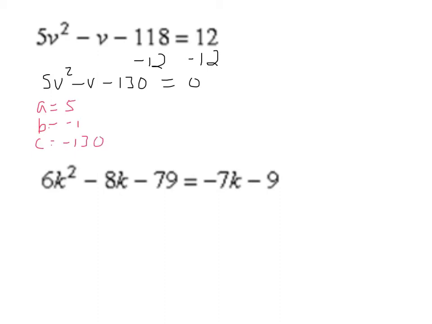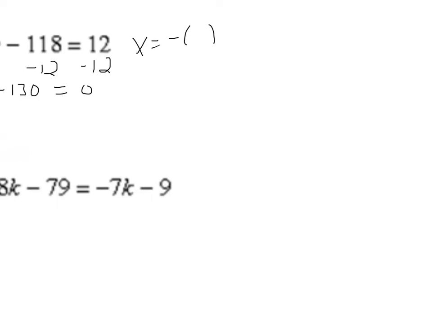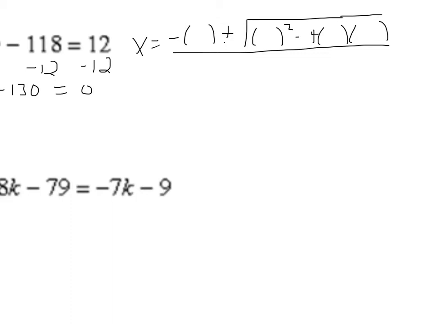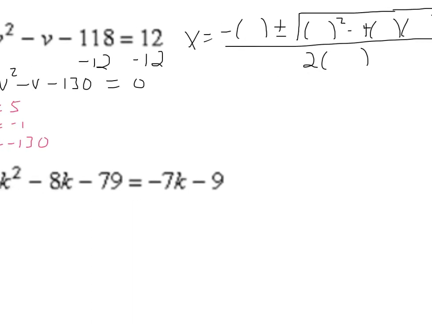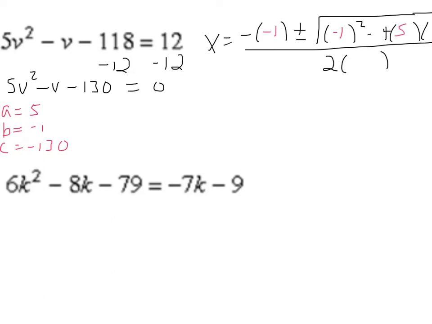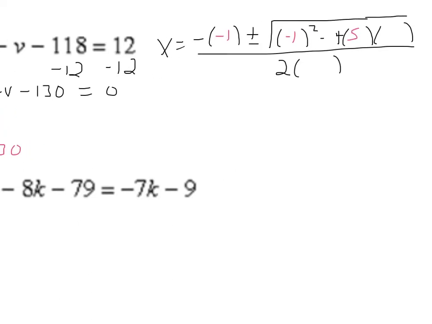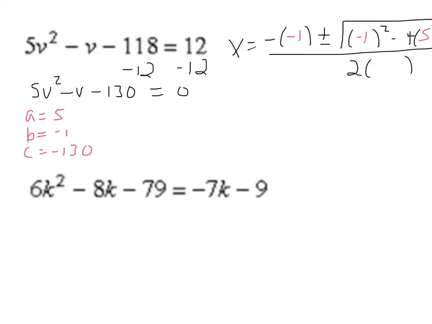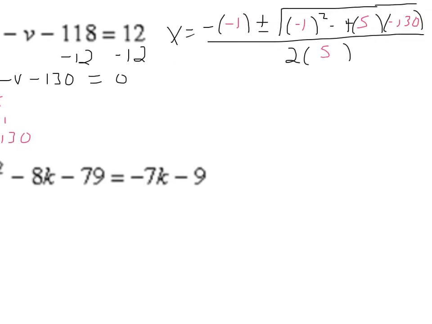So we go to the quadratic equation, we say x equals opposite of b plus or minus the root of b squared minus 4 times a times c all over 2 times a. So again, I'm writing a skeleton here, so I know exactly what's happening. So opposite of b, so b is negative 1, b squared minus 4 times a, which is 5, and c, which is a negative 130, all over 2 times a, which a is 5, and now we calculate.